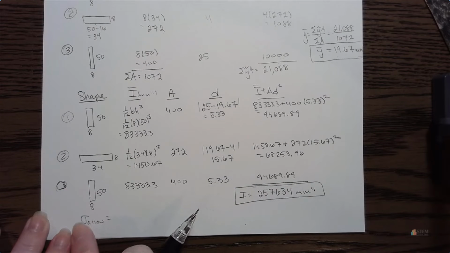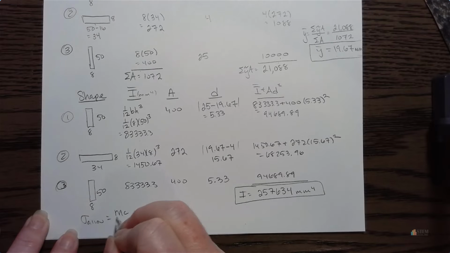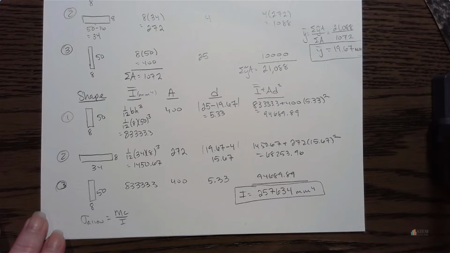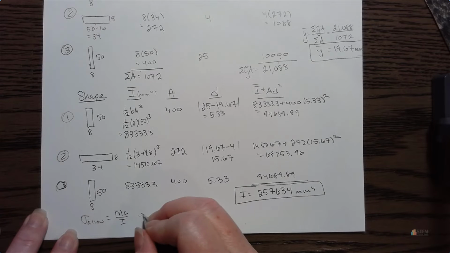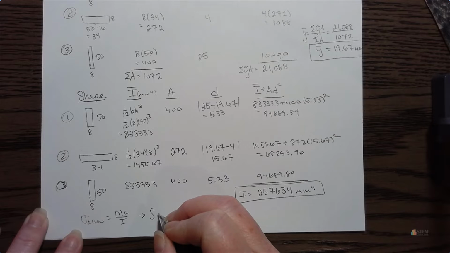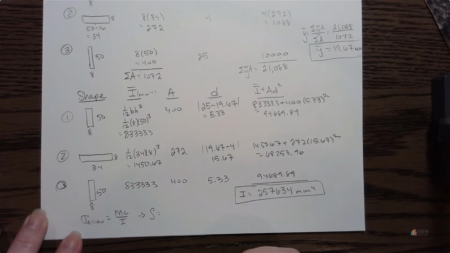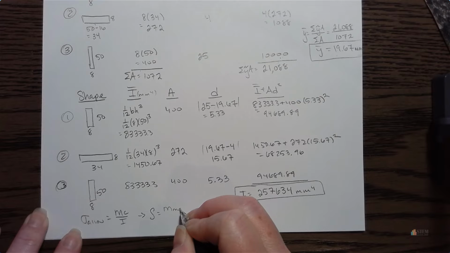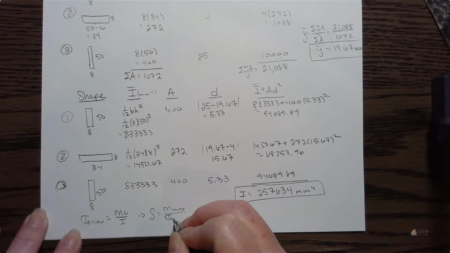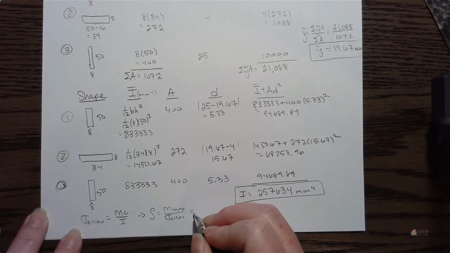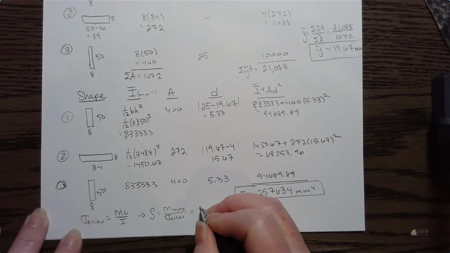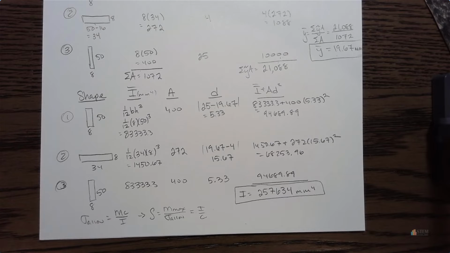So remember sigma allow, sigma is your stress, is equal to MC over I, right? So we've got that equation, the flexure formula, and basically the section modulus just uses this equation, all right? So we could say it's M max over sigma allow, which then, if we solve again, could also equal I over C, all right? And this section modulus is used to help design beams, help you pick the correct dimensions and everything.